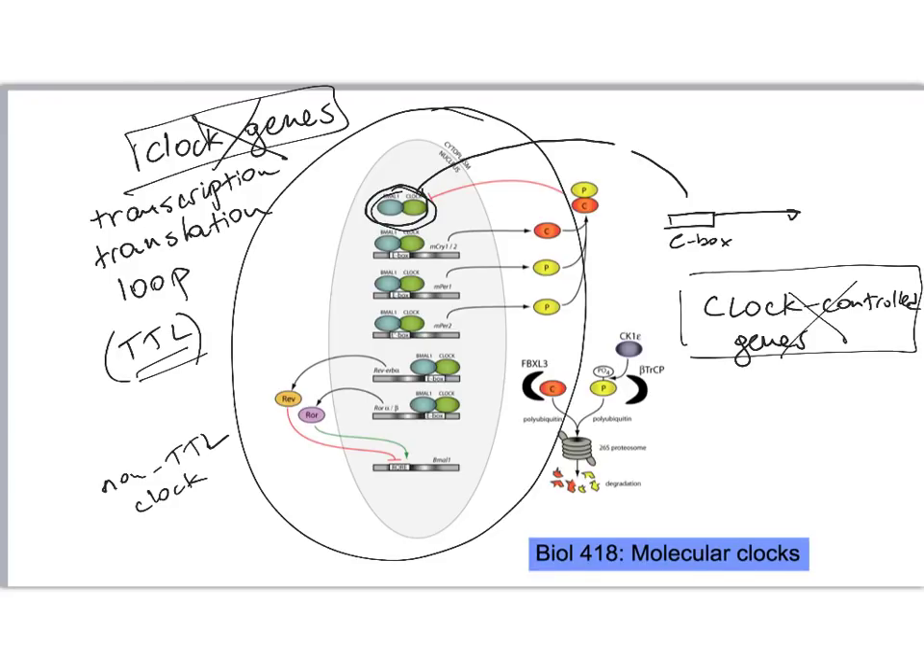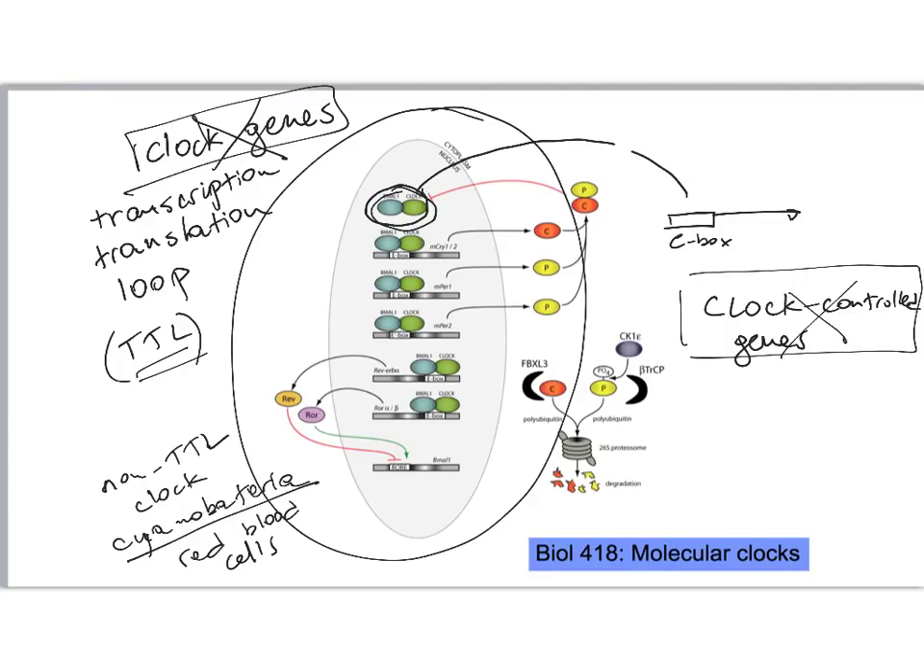We only know of two cases. One is cyanobacteria, and that's a paper that you read. The other one is in red blood cells, which have no nucleus, and interestingly, they can also have circadian rhythms, so those circadian rhythms cannot be explained by transcription, and in principle neither by translation, because these cells don't have a transcriptional machinery.